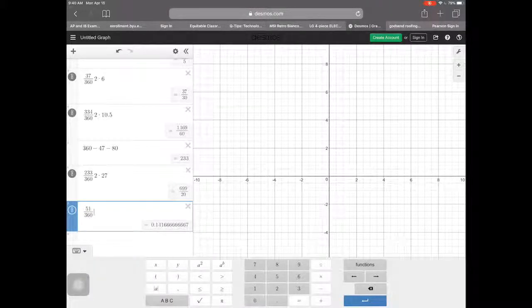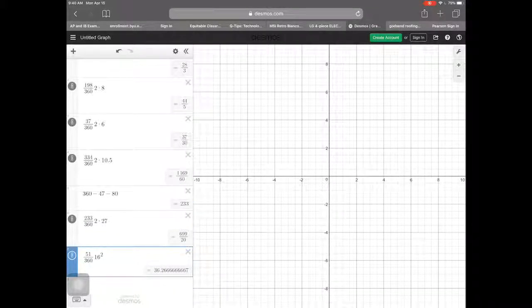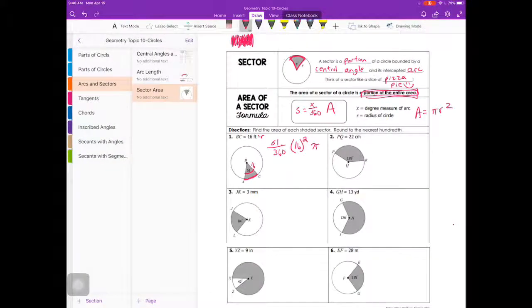So we're going to multiply this by 16 squared. And notice we got a pretty large number with a decimal, so we're going to put that into fraction form, and it's 544 over 15. And that's all, peeps. So this is 544 over 15 pi, and there is our sector area.